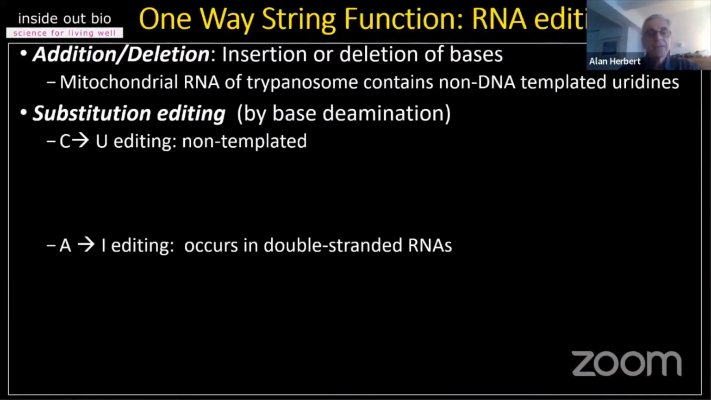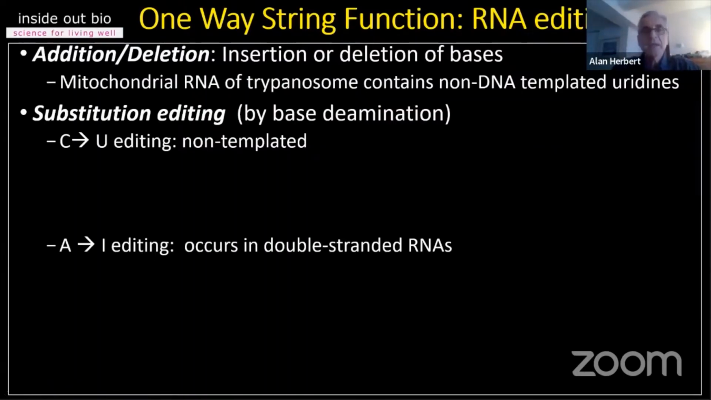As Sasha also introduced, there are other one-way string operations, and these don't act at the level of DNA, they act at RNA. So you can change the nucleotides that are present in the message by this process of RNA editing. And it can be quite extensive, where you get insertion or deletion of bases. And this is best known in the trypanosomes, where their genome is completely non-functional.